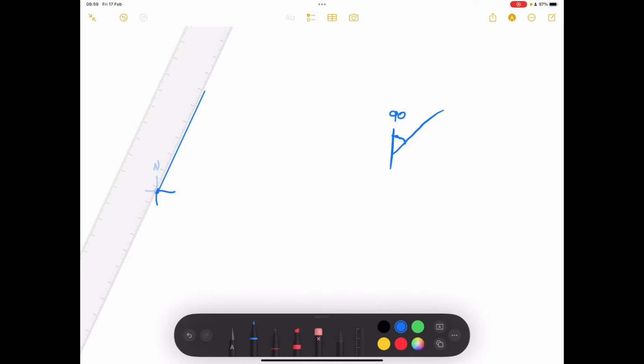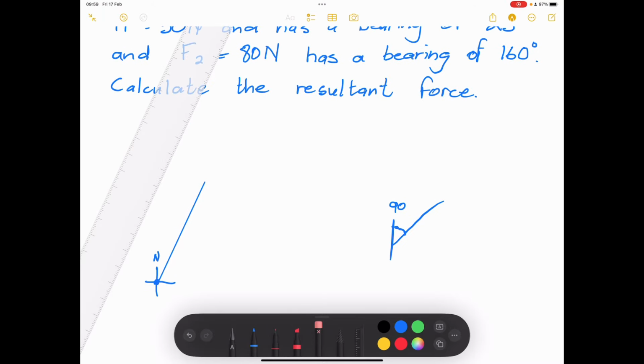Just thinking about it, and we'll see if we get the same answer. So let me choose a scale. Let me say that 10 millimeters is 10 newtons. So that means 1 centimeter is essentially 10 newtons. Okay, so I just want to undo. Let's redo that. Actually, I wanted to undo this one.